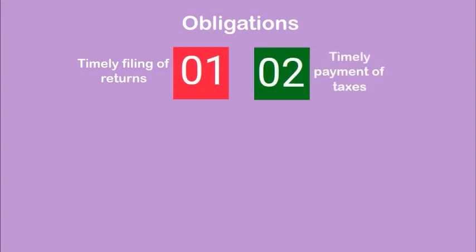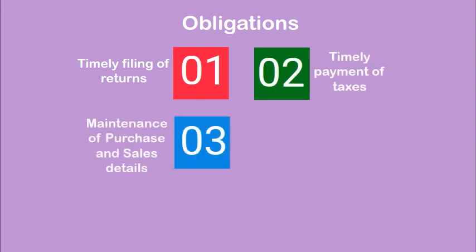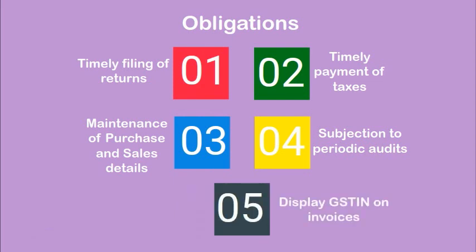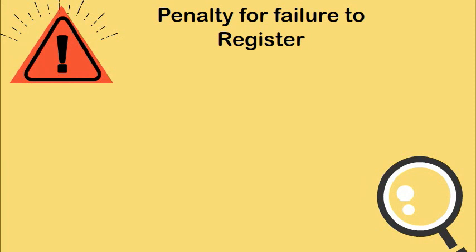Obligations include timely filing of returns, including nil returns, timely payment of taxes, proper maintenance of purchase and sales details for verification by the IRS, subjection to periodic audits by the IRS, and the need to display GST registration number on all the invoices. There is also a penalty for failure to obtain a registration, and it is as below.